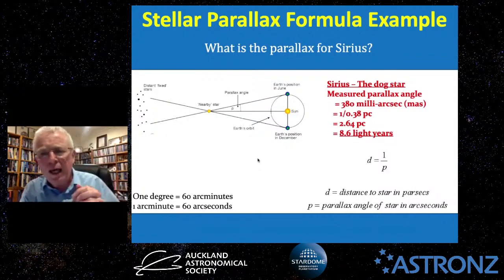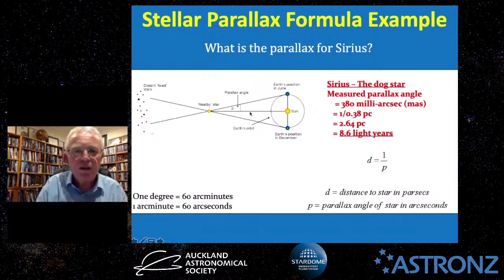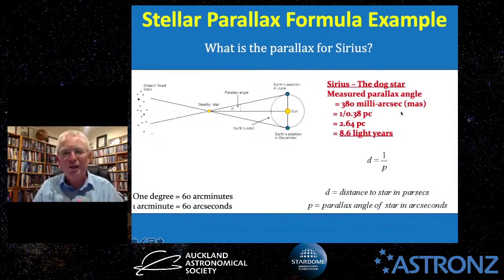And so you might say, well, how close is that? So you picture it here in June, and then you wait 6 months and get another angle, and you work out that the angle here is 380 milliarcseconds. That's getting really small. A milliarcsecond is a thousandth of an arc second. So this is probably illustrating to you the accuracy that these instruments today and astronomers can get down to.